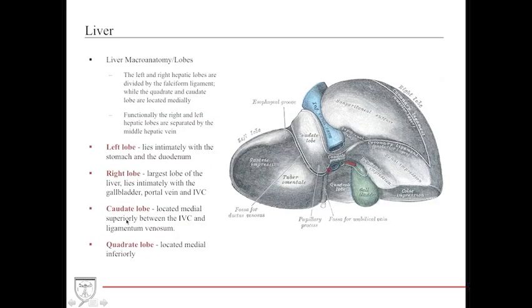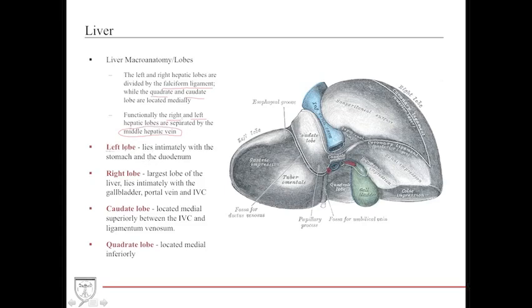So now we're going to discuss the liver lobes. The left and right hepatic lobes are the larger lobes of the liver, and it's divided by what is called the falciform ligament. The other 2 lobes, the quadrate and the caudate, are located on the medial surface of the liver. Functionally, however, the right and left lobes are actually separated by what is called the middle hepatic vein that drains into the IVC.